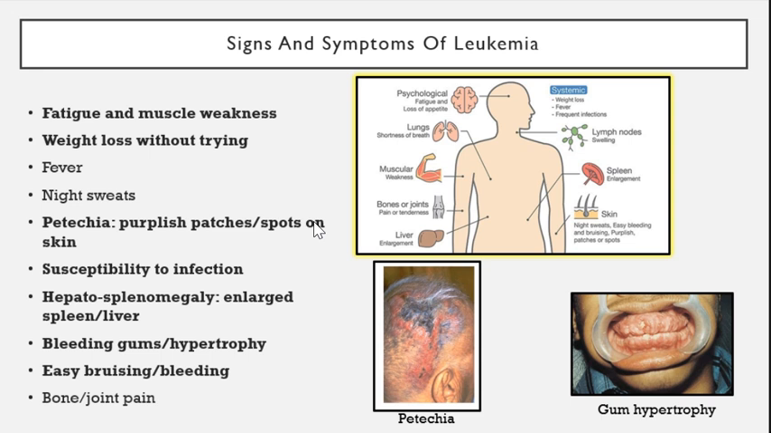You also have an enlarged spleen, bleeding from the gums, and there can be gum hypertrophy as well, where your gums start growing a lot. And then bone and joint pain, because you have more blood going through your capillaries than should be.